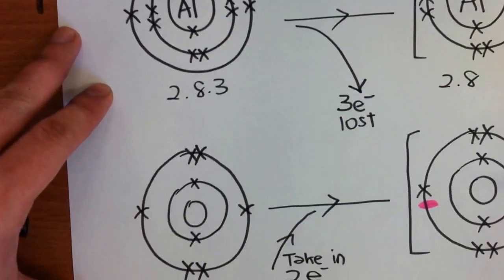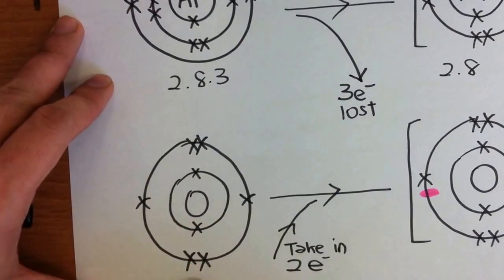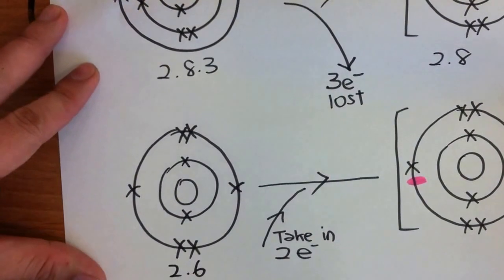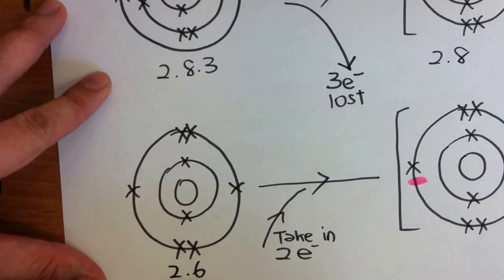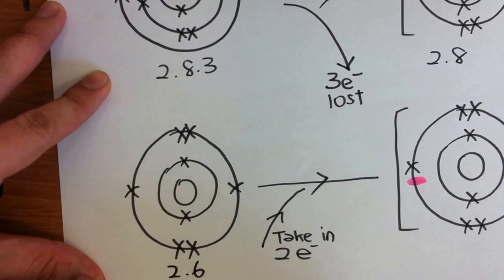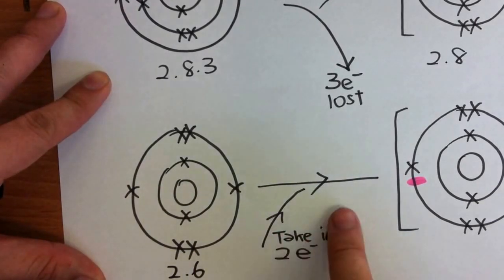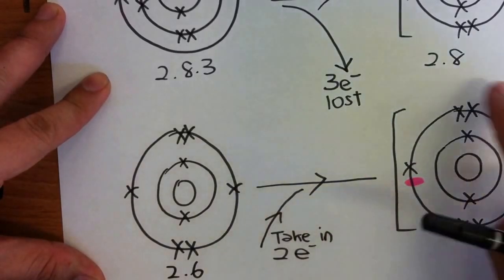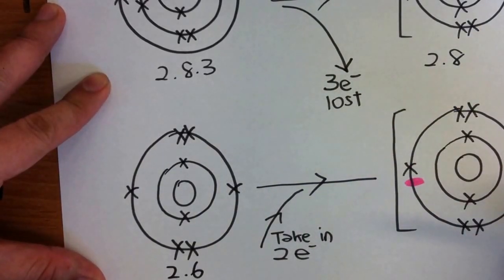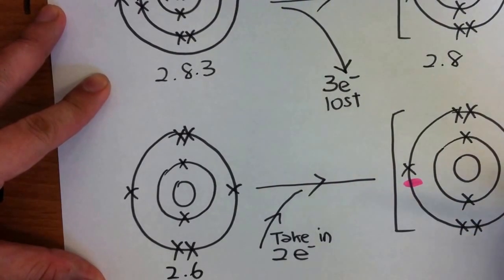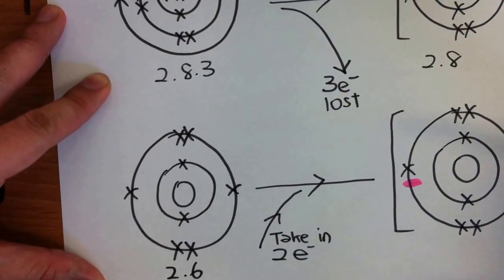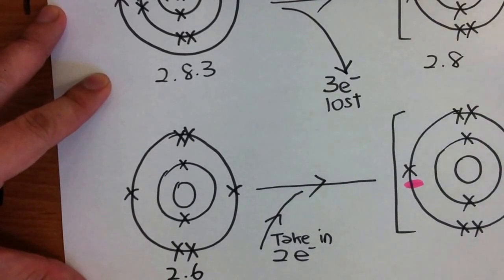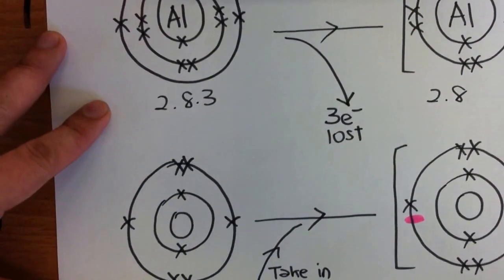Okay, second one, oxygen. Oxygen has electronic configuration of 2.6. So is it easier to give away 6 or take in 2 more? In oxygen's case, you take in 2 more negative electrons. Now you have 8, a stable noble gas structure. Since you have taken in negative, the whole atom now becomes charged with a 2 minus. And that's how you get positive and negative ions.